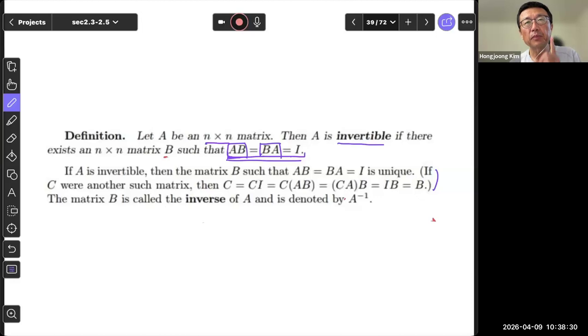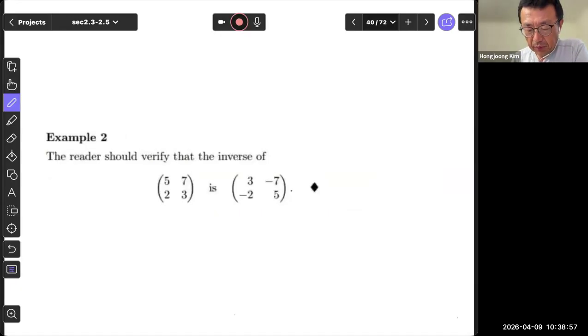Invertibility requires this, but later I will eliminate one of these. But anyway, invertibility means we must have an inverse B satisfying this relation here. And when you multiply these two, you get the identity matrix. So one is the inverse of the other.